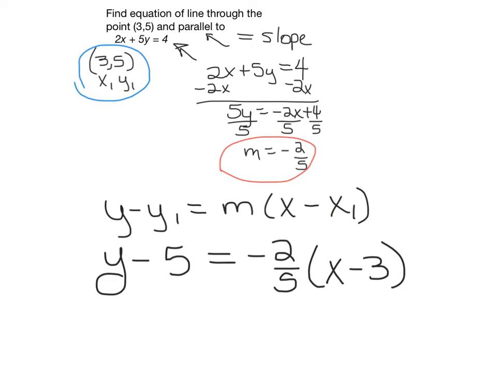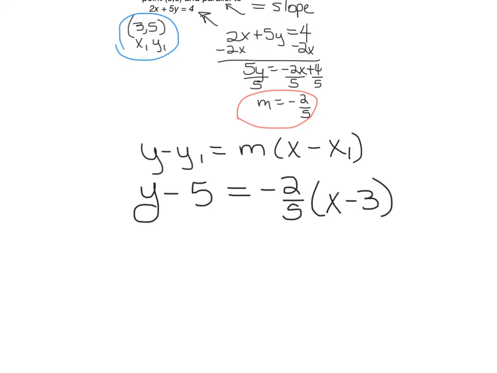Now, if it said to leave it in point slope form, we would be finished. However, if it asks for slope intercept or standard form, we've got to keep going. So the first thing I'm going to do is clear my fraction. I'm going to multiply everything by 5.